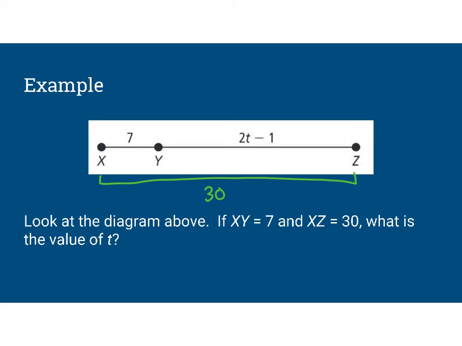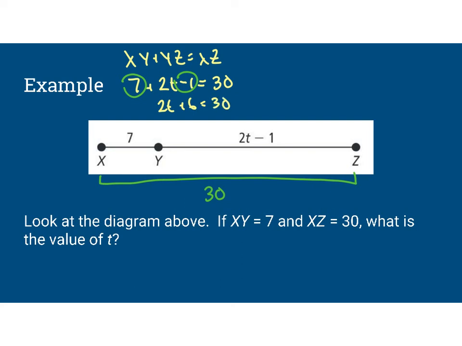Well, I've got segment addition postulate going on here again. XY plus YZ is equal to XZ. So XY is 7, YZ is 2t minus 1, and I know the whole thing, XZ, is 30. Let's combine some like terms. So I get 2t, 7 minus 1 is 6, I get 30.